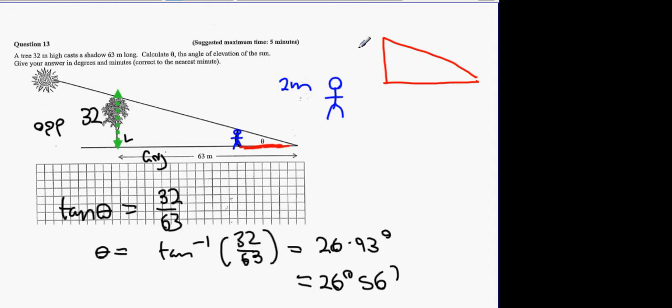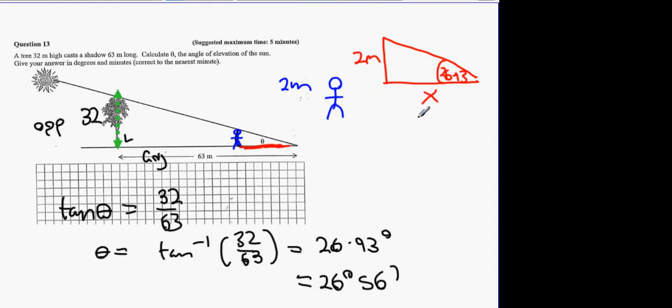You'd know that it's 2 meters. His shadow is X, but we know the angle. What's the angle? 26.93. Now this is what's called using angles. I'm going to show you another way called similar triangles in a second.